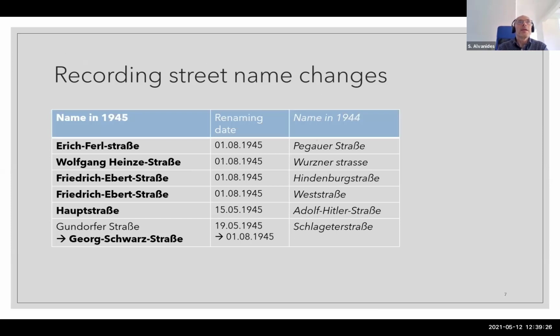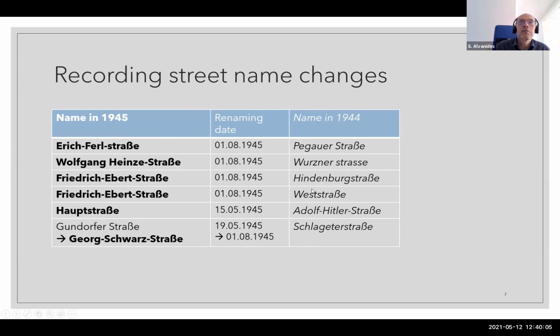Now, to understand what sort of changes we're talking about and how we coded them, I have an example here of various street names named in 1944 and then post-war changing their names. And you can see here, of course, an Adolf Hitler Straße, for example, and in May 1945, it was renamed into Hauptstraße. Hauptstraße means the main street. And you have Schlagenstraße, which was actually renamed twice in the same year into different names. So you can see the complexity of this exercise.